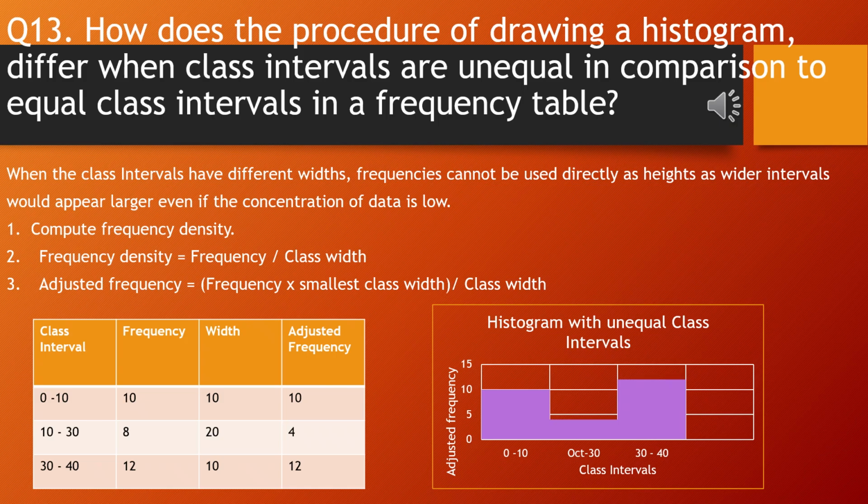So the adjusted frequency will be the frequency multiplied by the smallest class width, divided by the class width. In this way we find the adjusted frequency, and the histogram plotted for this will have the unequal class intervals on the x-axis, and the calculated adjusted frequency on the y-axis. So in this way we represent the histogram for unequal class intervals.